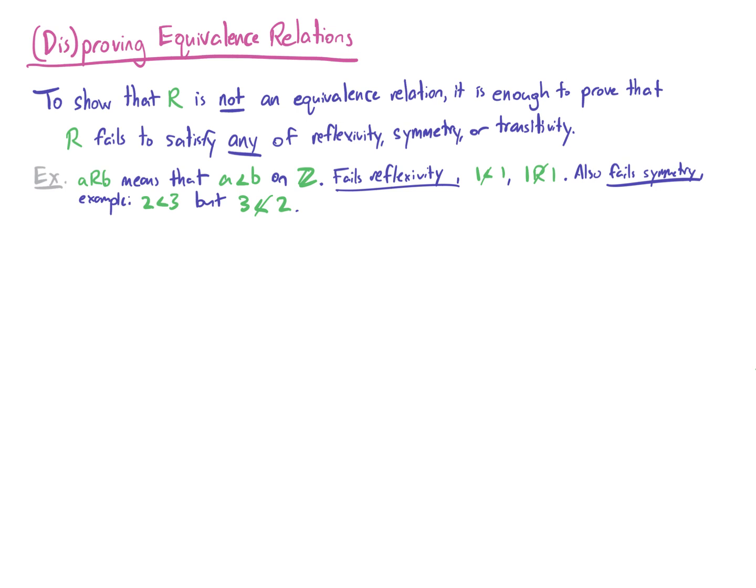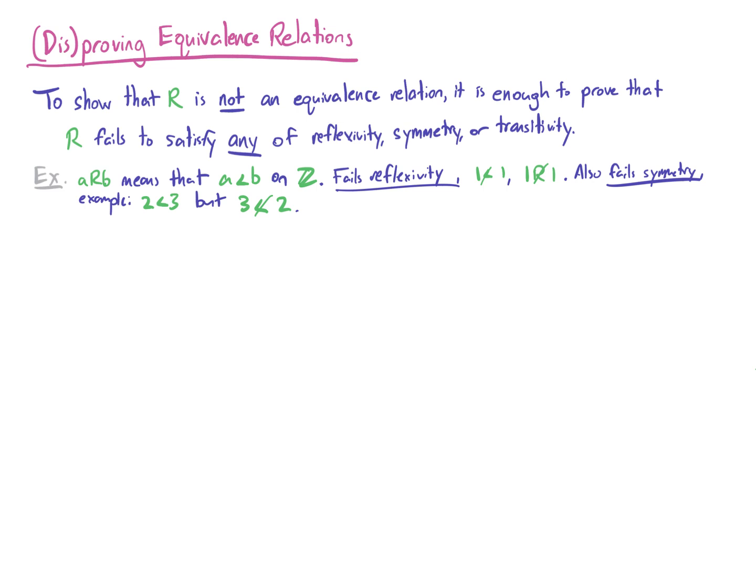So this is enough, even one of these. I didn't even have to show both reflexivity and symmetry. This is enough for me to show that a relation is not an equivalence relation. I have proven that this relation, the less than relation, is not an equivalence relation.